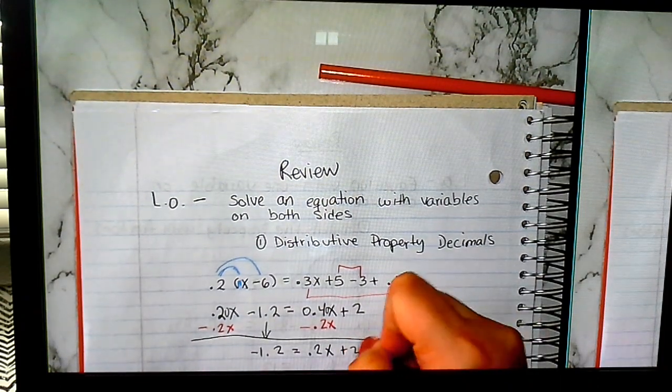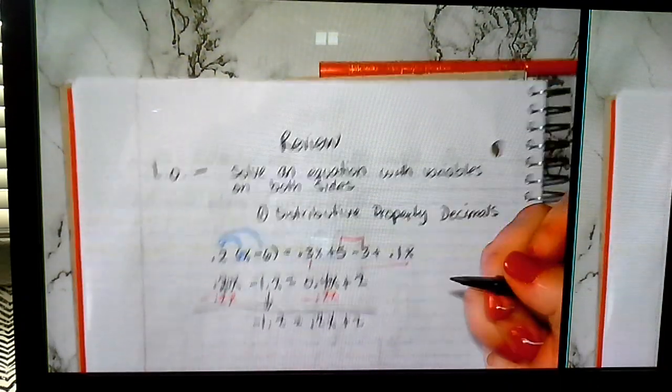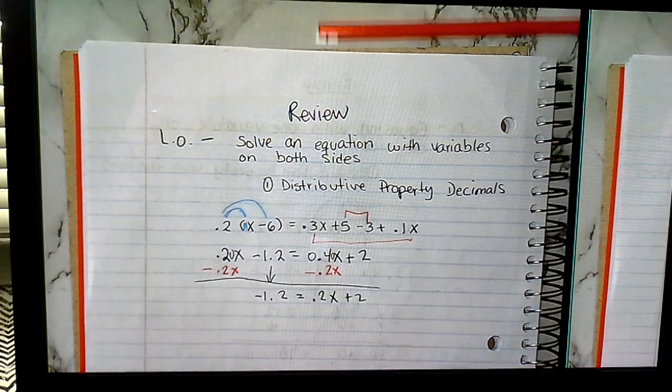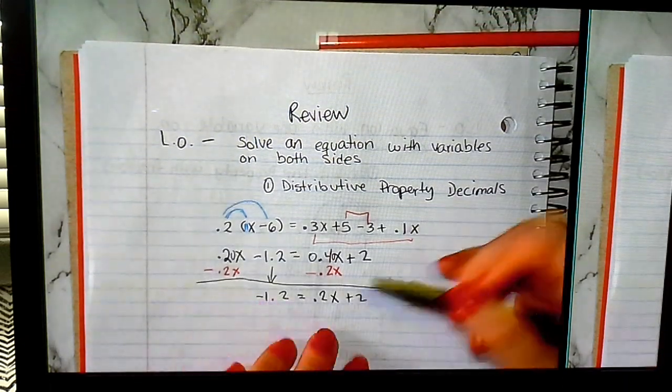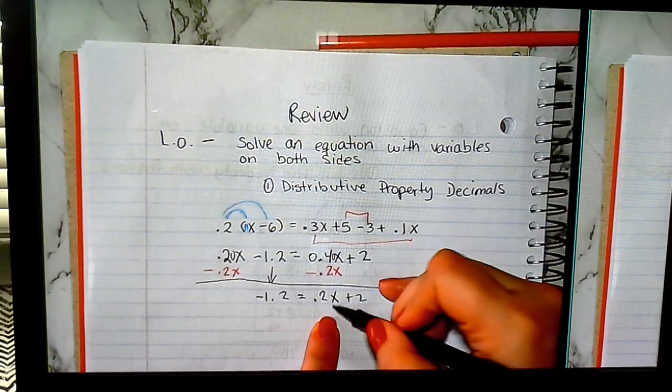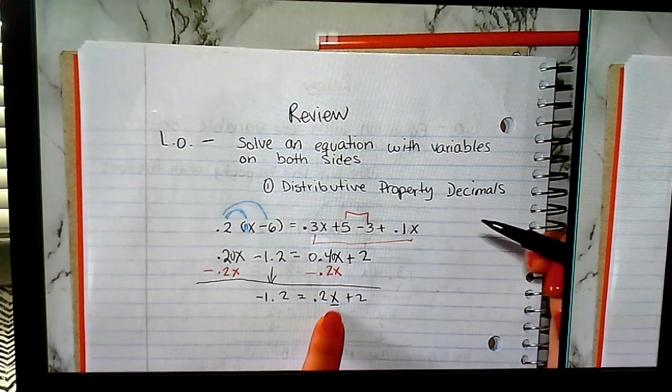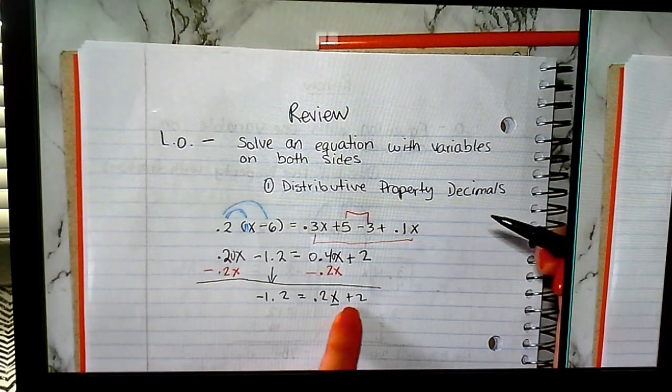plus 2. Now I have the variable on one side. So this is going to make it easier for me to solve. One step away or 2 steps away from knowing what x is. Again, my goal is to get this variable by itself. I always start with plus or minus.